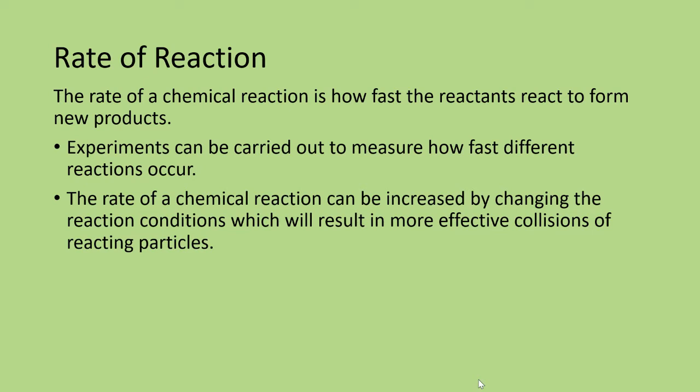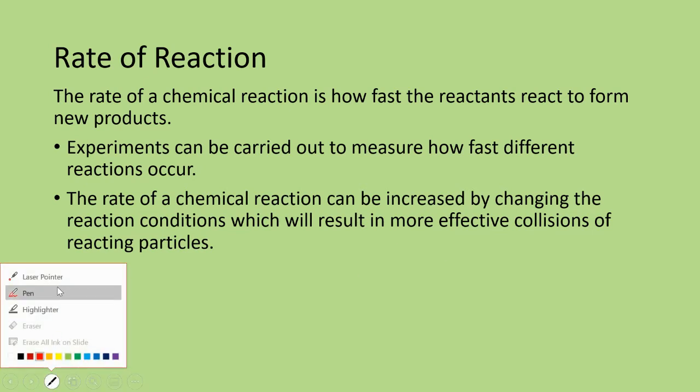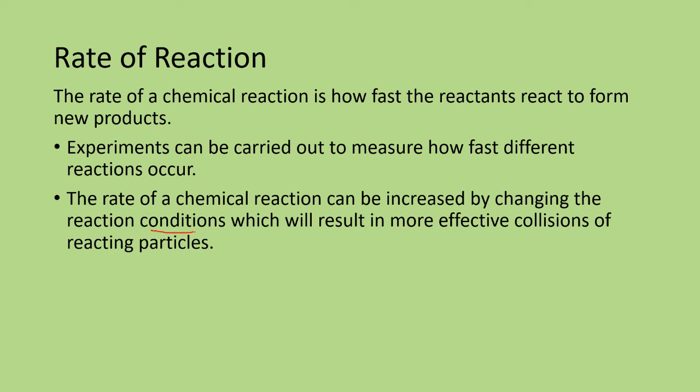The rate of a chemical reaction can be increased by changing the reaction conditions, which will result in more effective collisions of reacting particles. So it also can be decreased by changing the reaction conditions, which will result in less effective collisions of reacting particles. So we're either trying to increase collisions or decrease collisions and thinking about what makes them effective.